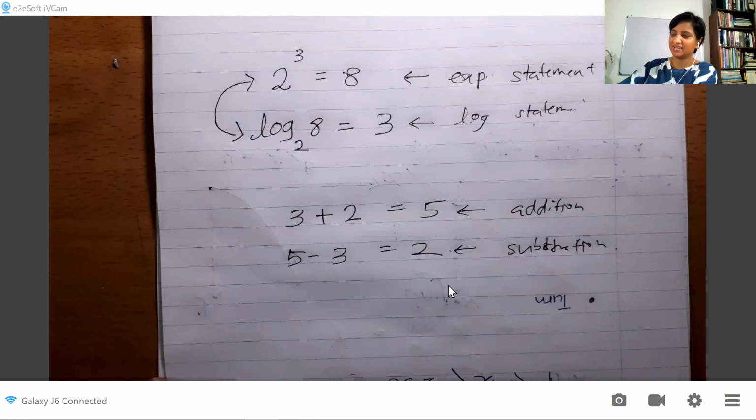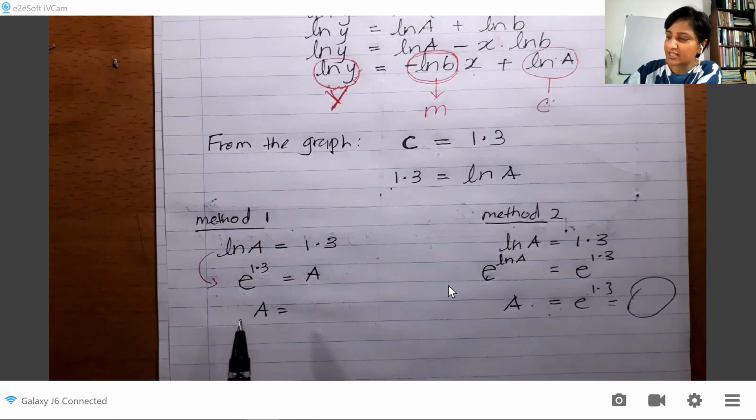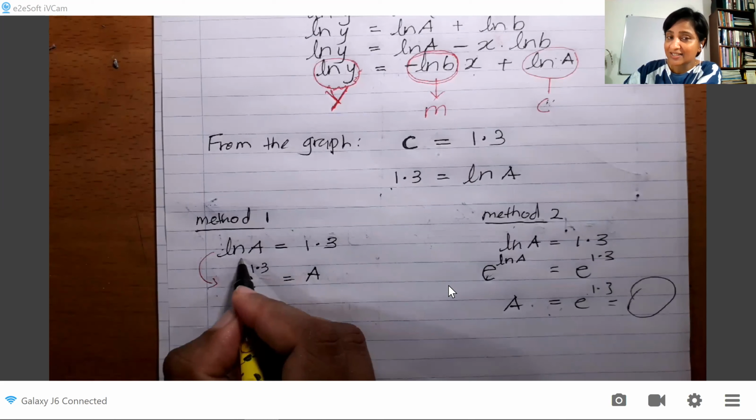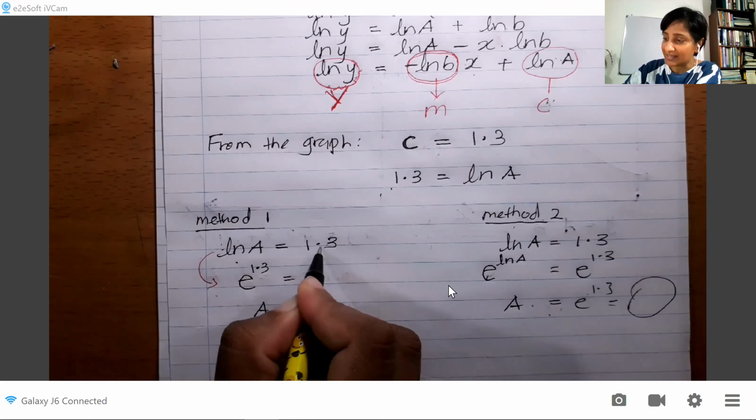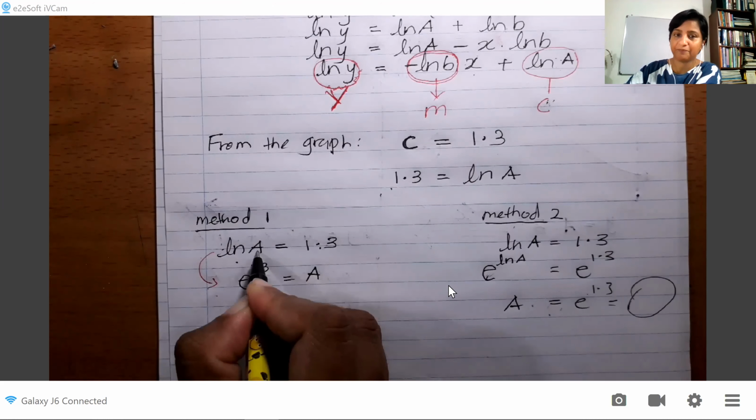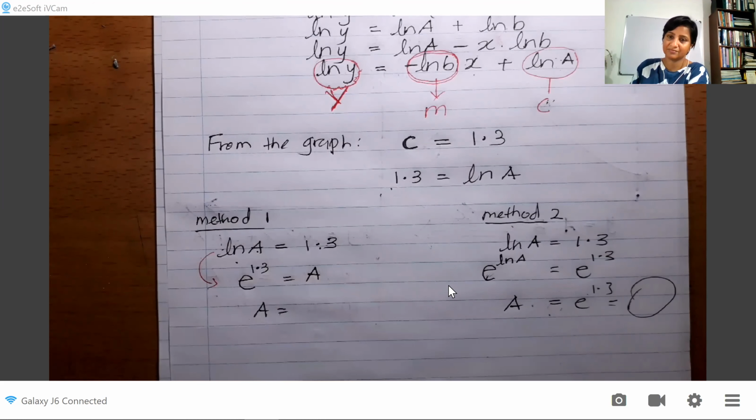Hatvi, that's what we did here. So ln means log base e. So e to the power of 1.3 is equal to a. Okay, nice. Any more questions?